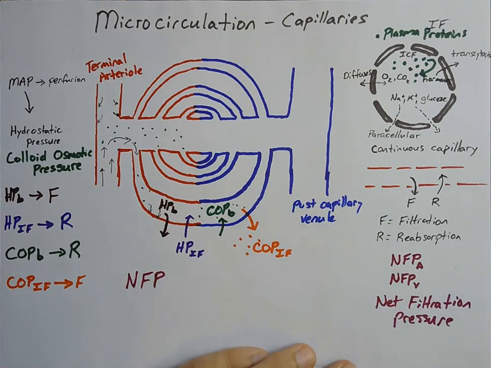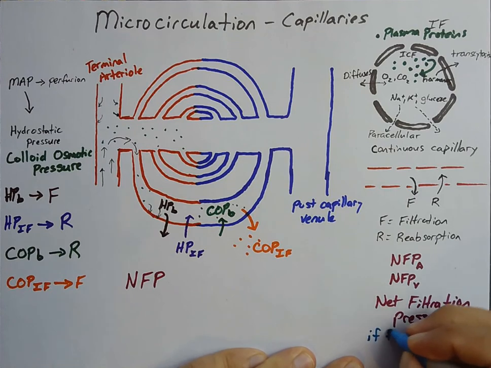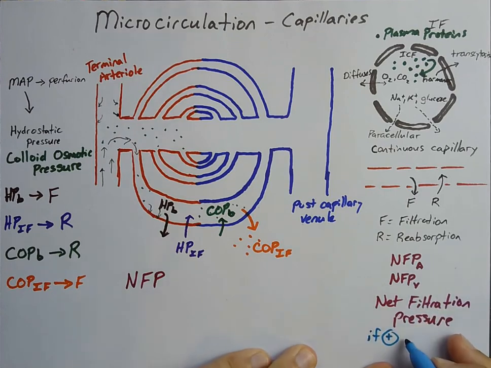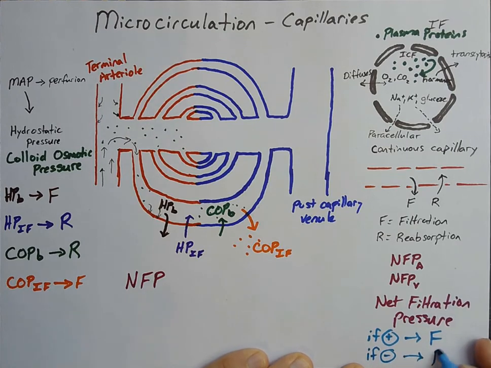And if that formula is positive, what do we know is going to happen? This is net filtration pressure. So if the value that we're about ready to go about calculating is positive, then we know that it promotes filtration. But what if this value ends up being negative? Then it's going to end up promoting reabsorption. Let's tie that back in with our equation over here.